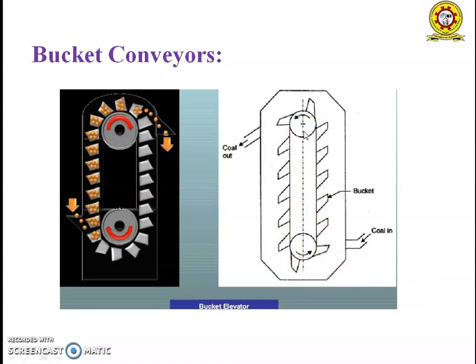When the bucket reaches its point, it discharges the contents, returns to the starting point and begins the process again. The bucket prevents spillage with its upright position design. That means when the coal enters this bucket, the bucket moves in this direction and the coal outlet is collected here. This is the block diagram of the bucket conveyor.